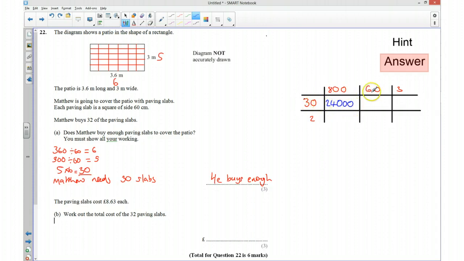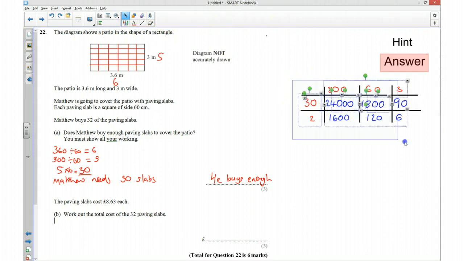30 times 60, well 3 times 6 is 18, and we need to times it by 10 and times it by another 10, so that's timesing it by 100, so that's 1,800. 30 times 3 is 90, 2 times 800 is 1600, 2 times 60 is 120, and 2 times 3 is 6. Now I would double check and triple check all of the numbers that are in here, because you don't want to get any of these numbers wrong, because the whole thing will then fall apart. So we can then add these together.